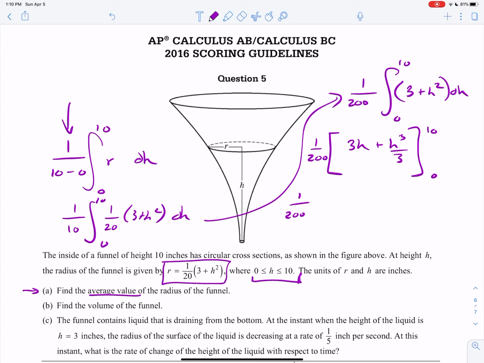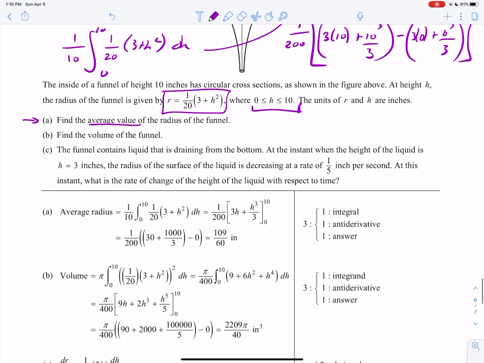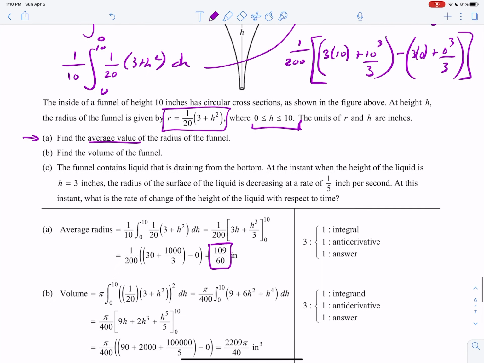Let's keep going. We always plug in our upper first. So here we go. 3 times 10 plus 10 cubed over 3. I'll group that whole thing. Minus 3 times 0 plus 0 cubed over 3. Equals equal. You can leave it there. But it does come out to 109 over 60. But who the heck cares?